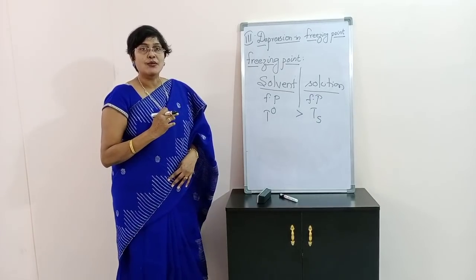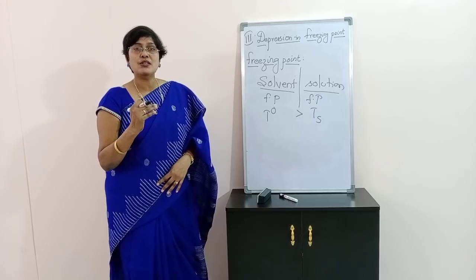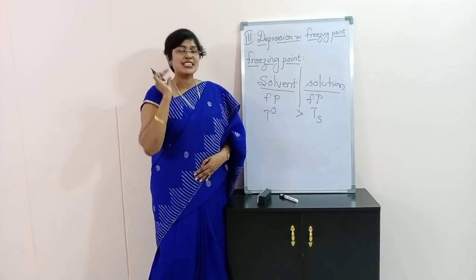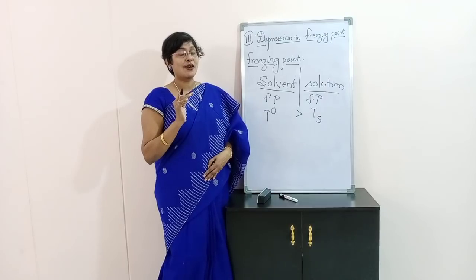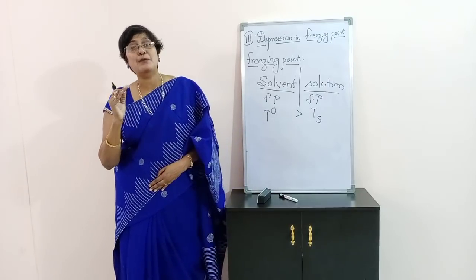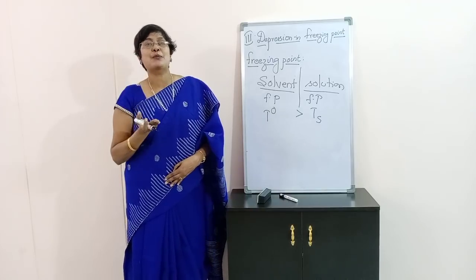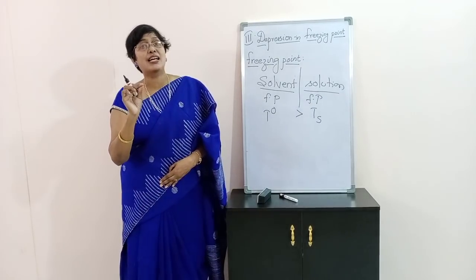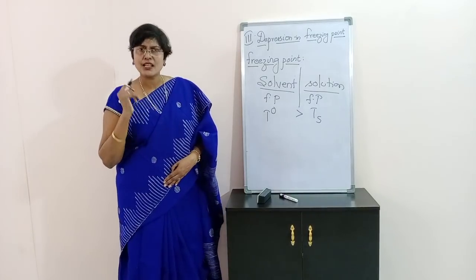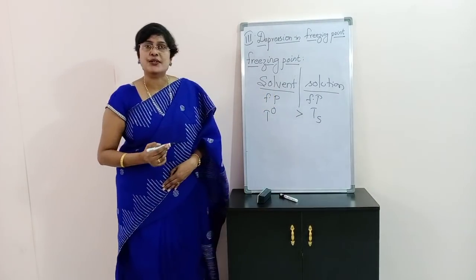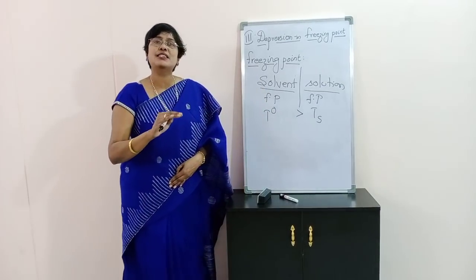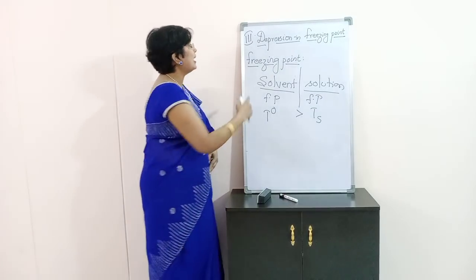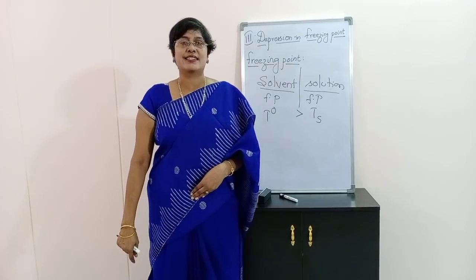Now, after this, we are supposed to define what depression in freezing point is. You understood the meaning of the side heading, students? This colligative property is not named elevation in freezing point or rise in freezing point. It is given the name depression in freezing point. Why, students? When a non-volatile solute is added to a pure solvent, its freezing point comes down. It is being decreased. So now we will define what depression in freezing point is.